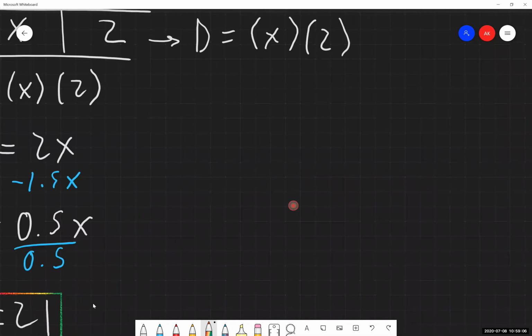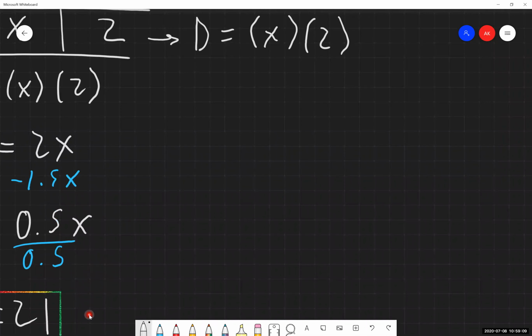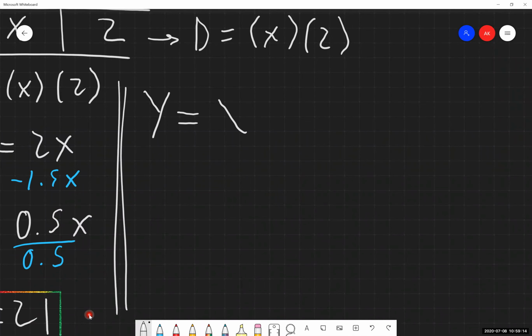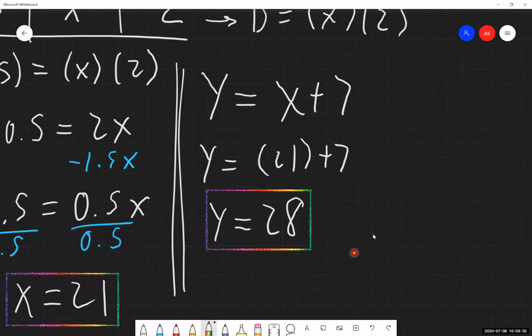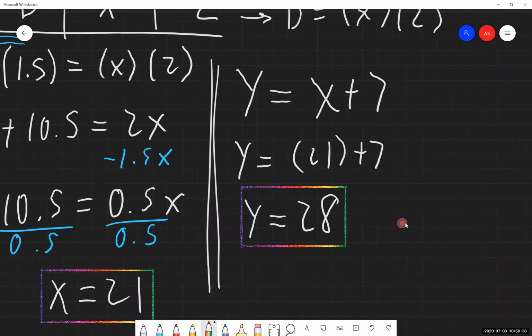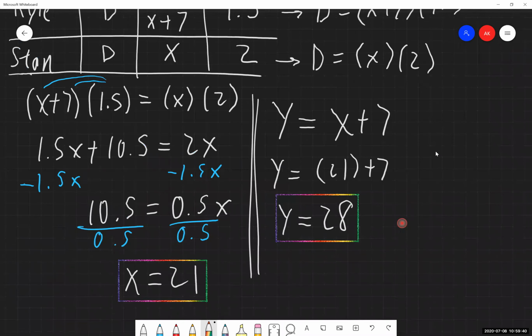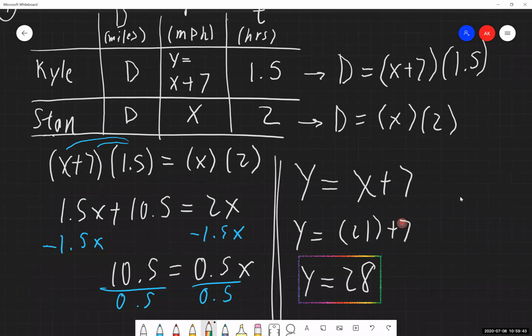So we're just going to go off to the side from what we just found. Kyle's speed is equal to Stan's plus 7. And we now know Stan's speed to be 21 miles per hour. 21 plus 7 is going to give us 28. So what is Kyle's speed? It's 28 miles per hour. And there we have our final answer. I'll zoom this out a little bit if anyone wants to take another look, as much as I can try and fit on the screen.